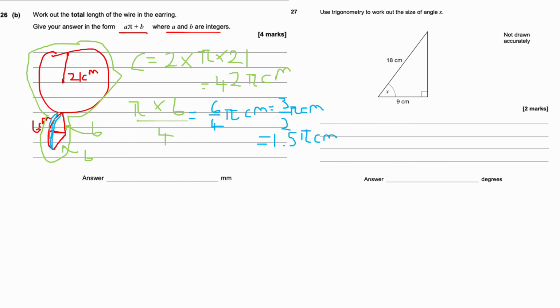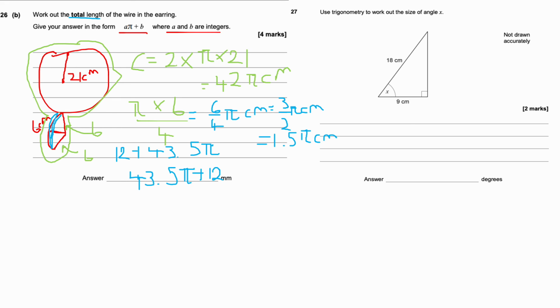So our total length of the wire, which is the perimeter around the whole shape, is 42 plus 1.5 plus, don't forget, 6 plus 6. So 6 plus 6 is 12. So it's 43.5 pi centimeters, because 42 pi plus 1.5 pi is 43.5 pi. So your final answer is 43.5 pi plus that 12.